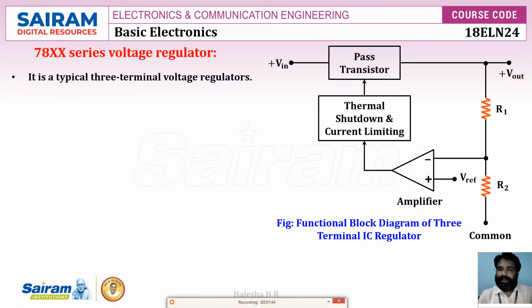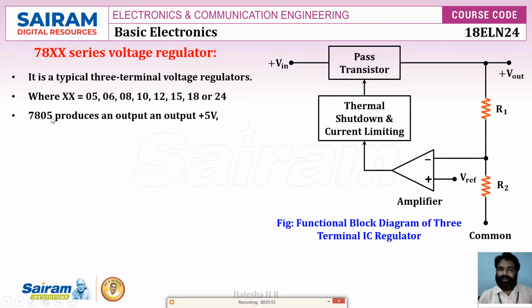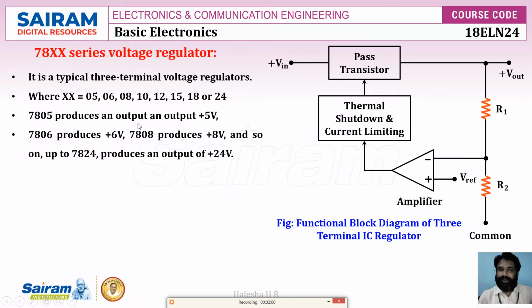So it is a typical three terminal voltage regulator. Here XX can be equal to 05, 06, 08, 10 up to 24. 7805 produces an output of plus 5 volt. 7806 produces 6 volt. 7808 produces plus 8 volt and so on up to 24. 7824 produces an output of plus 24 volt.